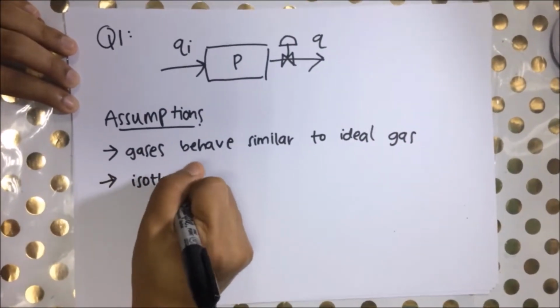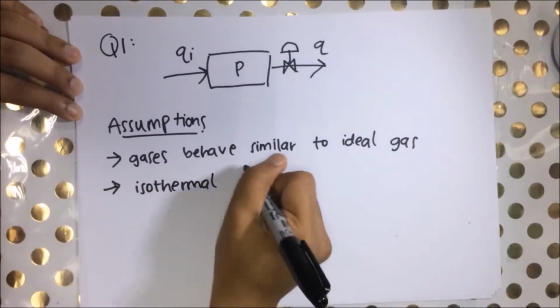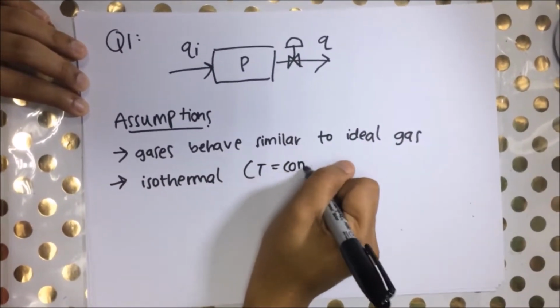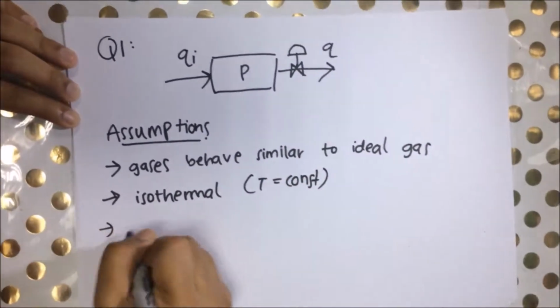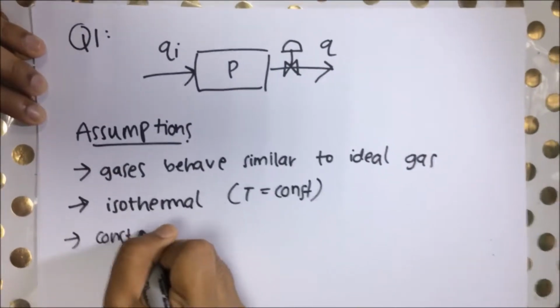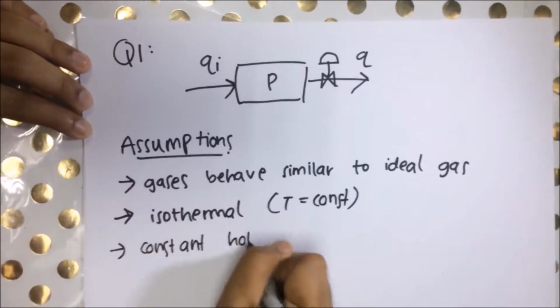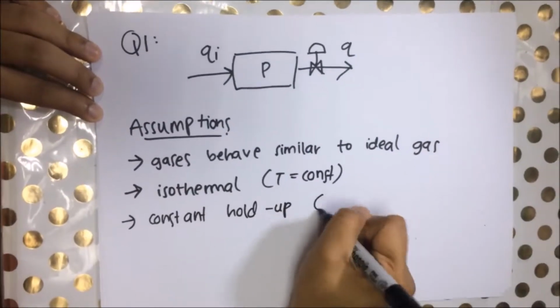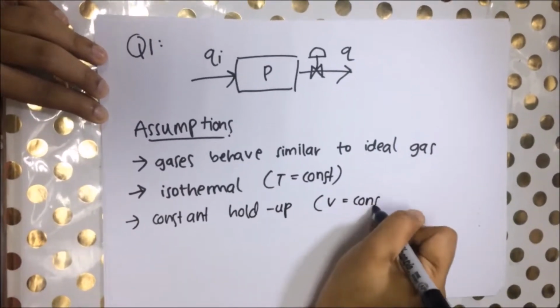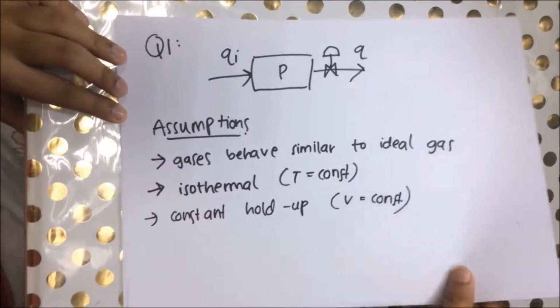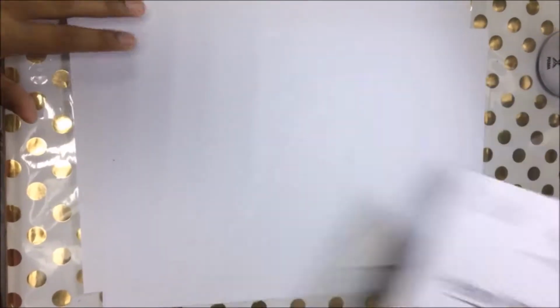The first assumption is that the gases behave similar to ideal gas. The next assumption is that the system is isothermal, meaning that the temperature is constant. And the other assumption is that there is constant holdup in the system, meaning that the volume is constant.